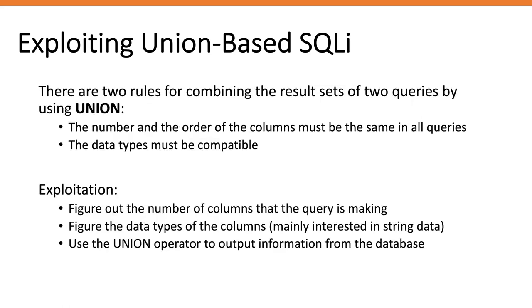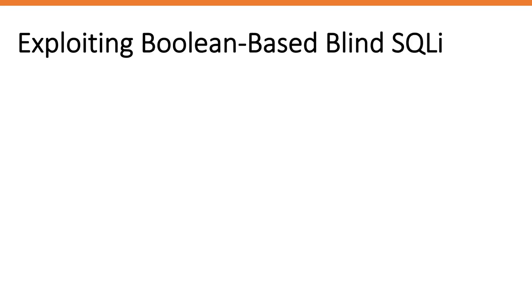Okay, and so going back to the slide, explaining union-based SQL injection, we talked about how to figure out the number of columns that the query is making. We also talked about how to figure out the data types of the columns. If you have columns that are being outputted on the page and they use string data, then you could use the union operator to output information from the database. And that's how you exploit union-based SQL injection.